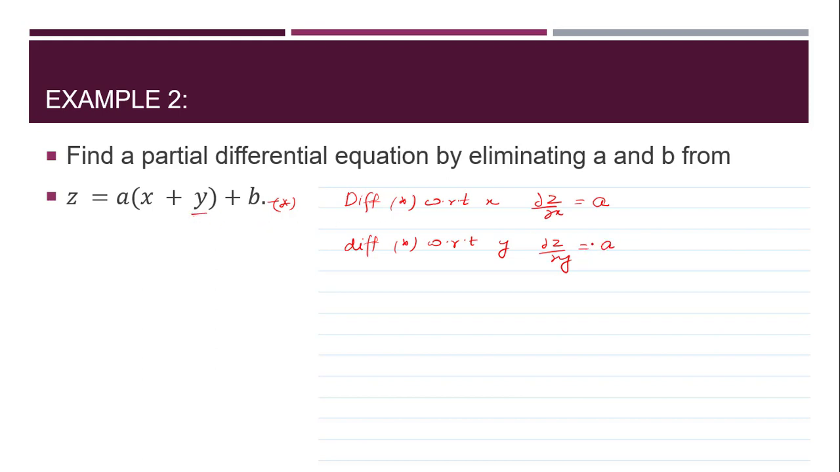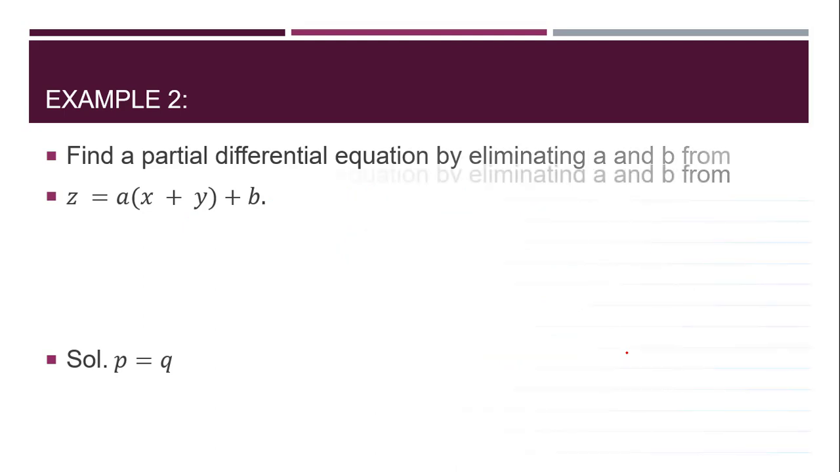So I can say from first and second. Now this time I can see I am not able to get b, but what is the relation from first and second? From first and second I can say del z by del x is nothing but equal to del z by del y, or I can write it down as p is equal to q, which is the required partial differential equation. Let's start with the third one.